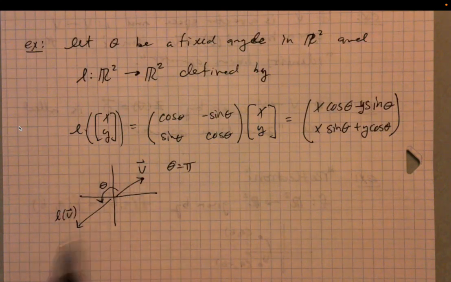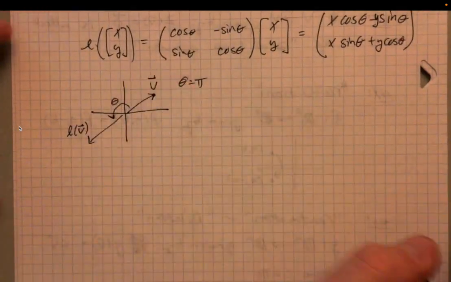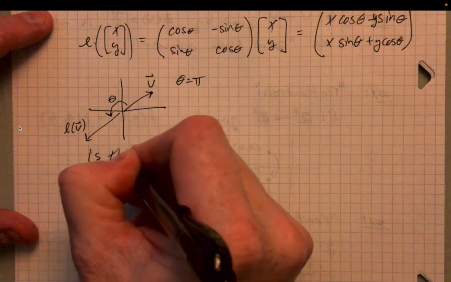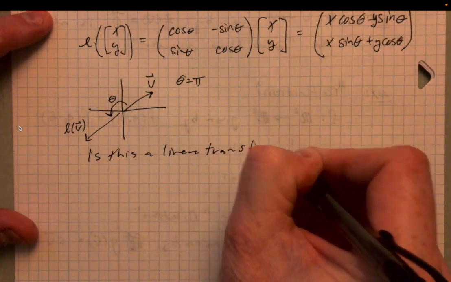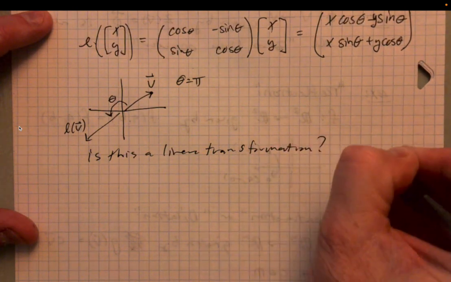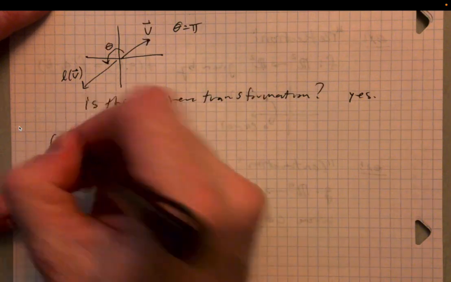Right, so every vector is going to be rotated, and so this is obviously a linear operator from R2 to R2. Okay, is it obvious that this is a linear transformation? Maybe not. Let's actually run through this one. Why is this a linear transformation? I already said it is one, so I'll just put yes there, but let's test the properties.